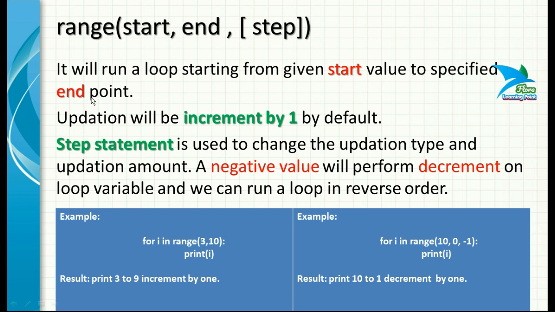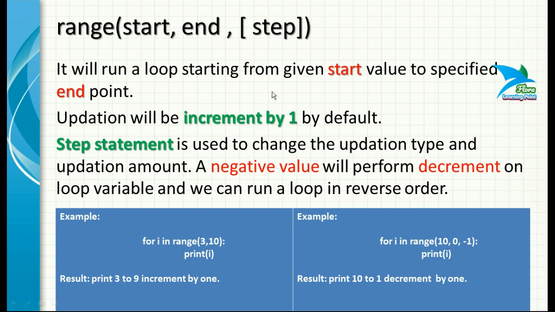So it will run a loop starting from the given start value to the specified endpoint. That means the start and endpoint will decide the initial value of the loop variable and where the loop will stop, one less than that amount. And second thing, updation will be increment by 1 by default if we do not specify the step statement, because it is an optional statement in this function. So if you do not specify the step statement, then the updation amount and type will be increment by 1.